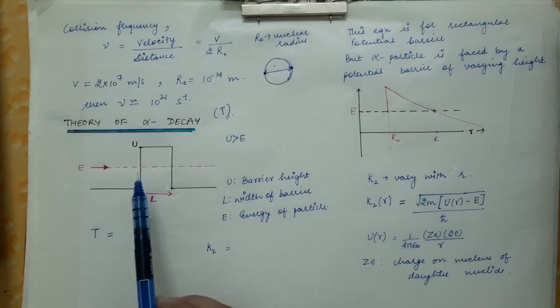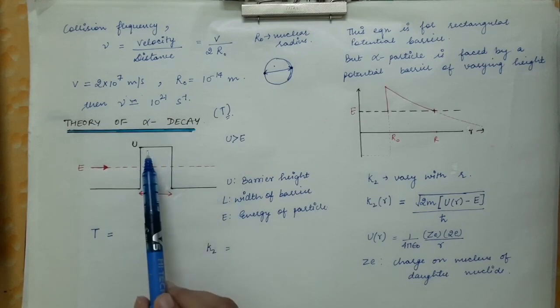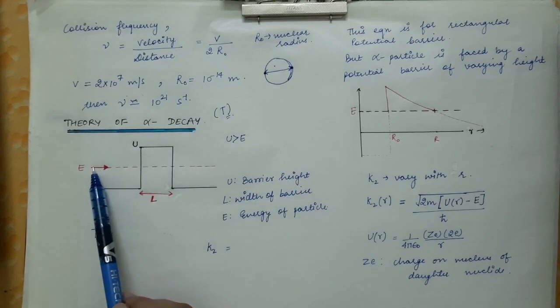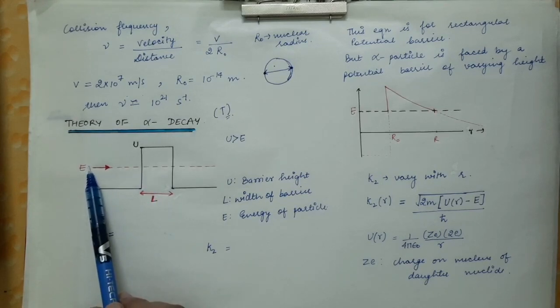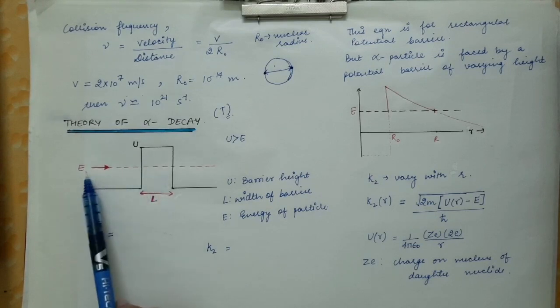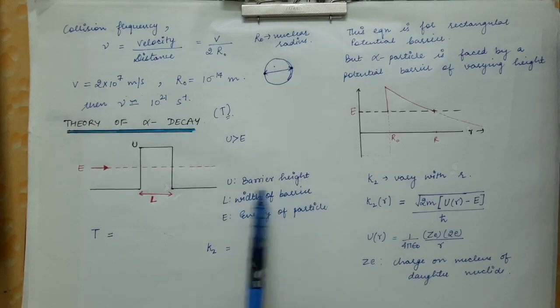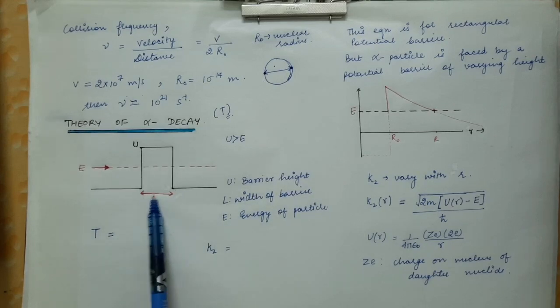First of all, we consider a very simple case that you have already done in quantum mechanics in second year. Take a rectangular potential barrier. Let's say the barrier height is U, and a particle is hitting this potential barrier with energy E. So E is the energy of the particle, U is the barrier height, and let L be the width of the barrier.